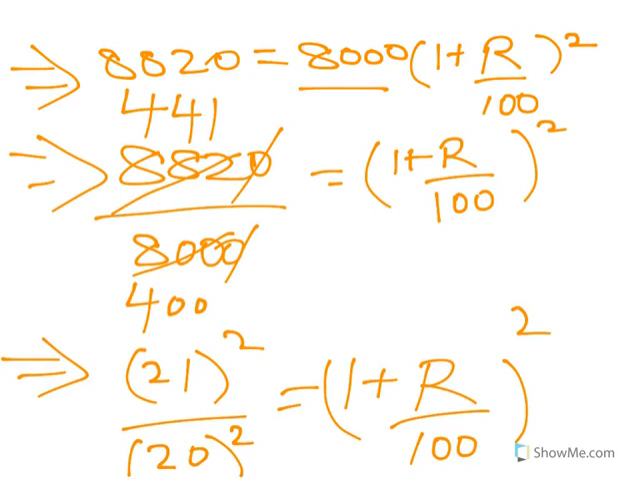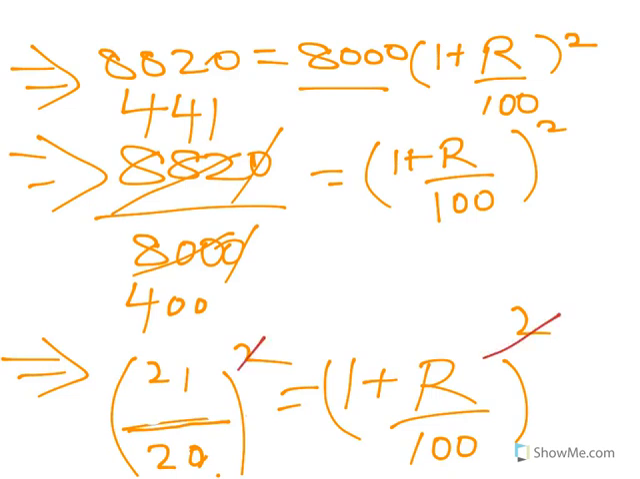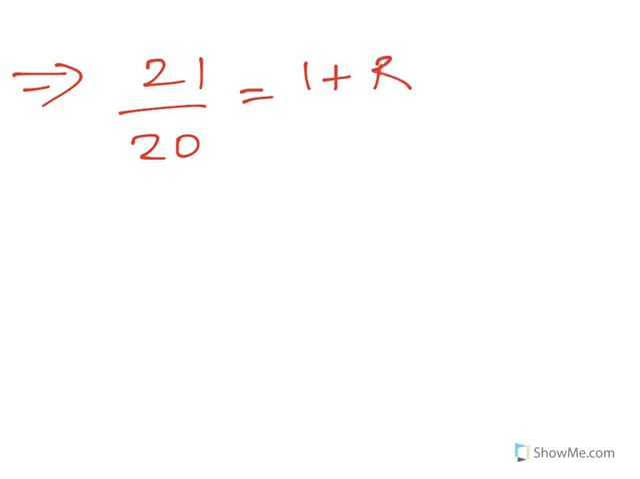Okay, so actually, let me just fix something. This is the same thing as this whole thing squared. So you actually have to be really careful and make sure you show this step in the exam. And now what you have to do is cancel this and this. And then you can say 21 divided by 20 is equal to 1 plus r divided by 100.